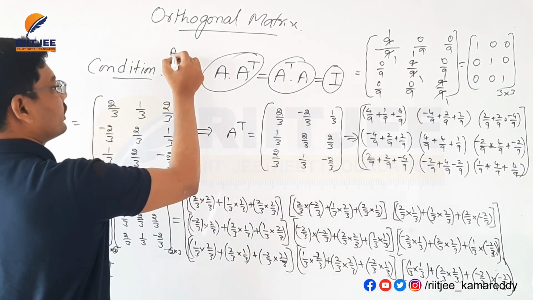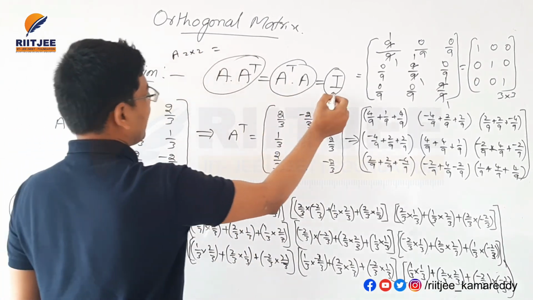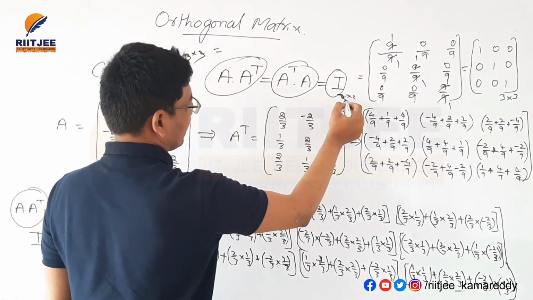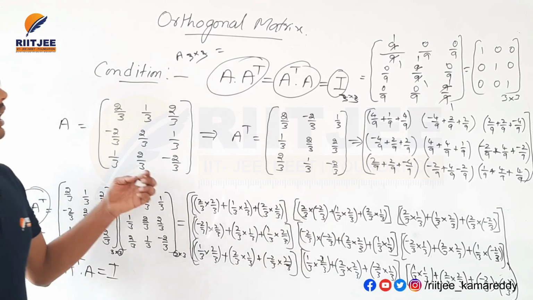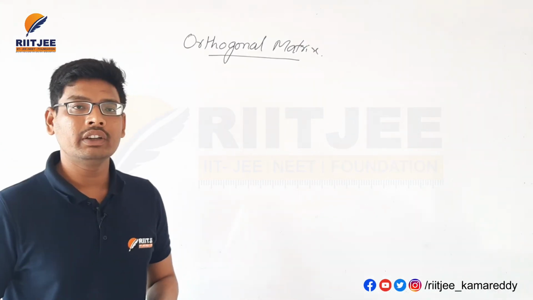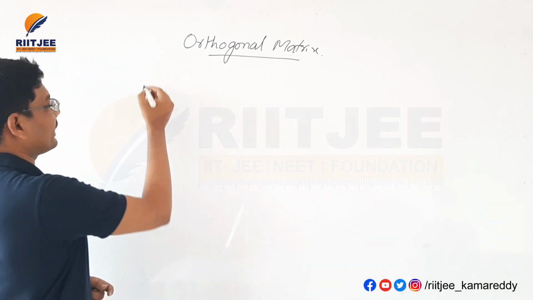If A is 2 by 2, we'll get the identity of 2 by 2. If A is 3 by 3, we'll get the identity of 3 by 3. This is all about the orthogonal matrix. Here are some properties of the orthogonal matrix.